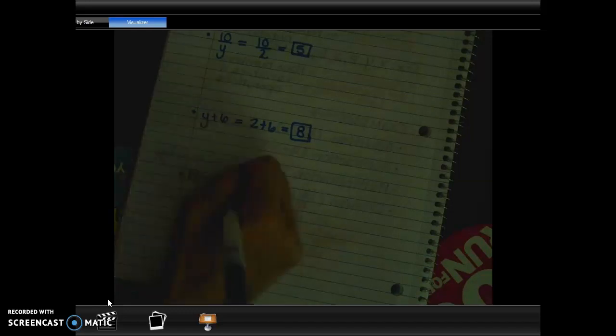All right, and then our last example we're going to do, 14 minus y. Again, we're going to plug in 2 for y, so we have 14 minus 2. We're going to do the math, which is 12.